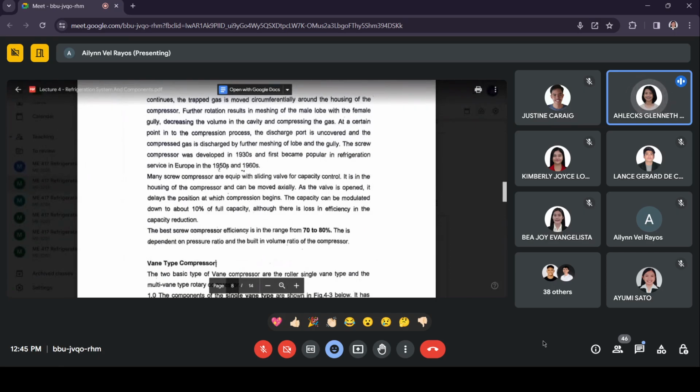The capacity can be modulated down to about 10% of full capacity, although there is loss in efficiency in the capacity reduction. The best screw compressor efficiency is in the range from 70 to 80%. That is dependent on pressure ratio and the built-in volume ratio of the compressor.